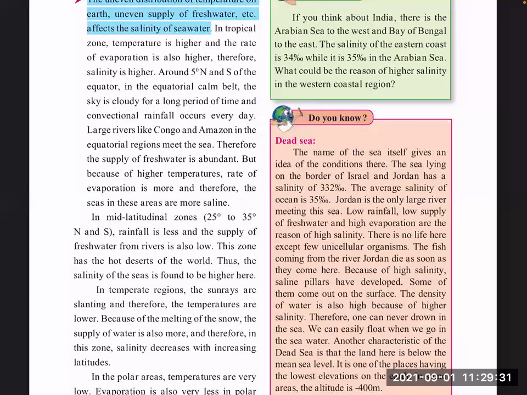Krishna, Godavari, Kaveri. We have all deltaic regions on the eastern coastal side. So more fresh water is available, so the salinity is also less on the Bay of Bengal side.